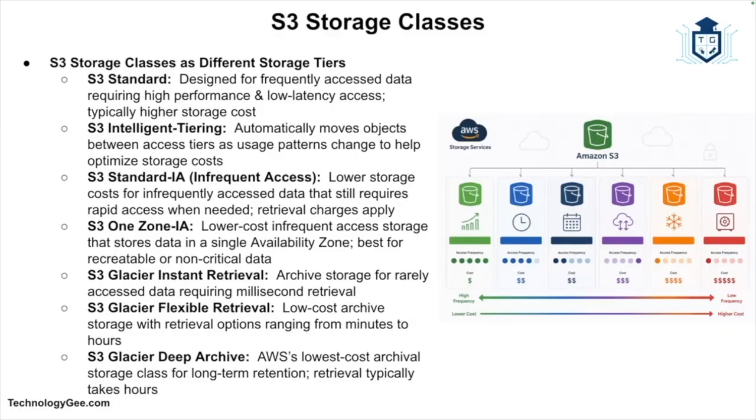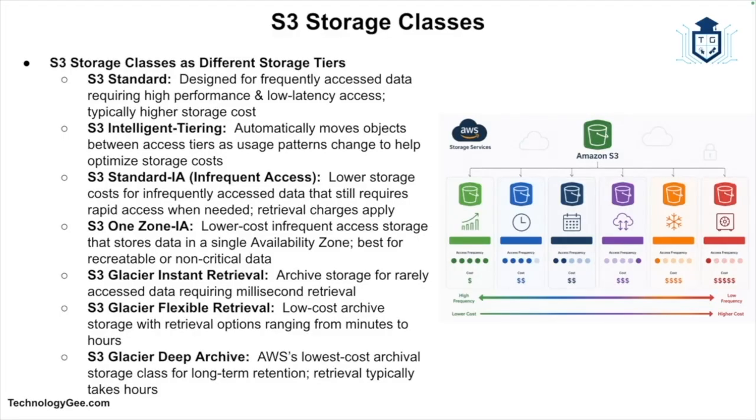You got the S3 Standard, and this is for frequently accessed data. It's fast, but it comes at a higher cost. You got what is called S3 Intelligent-Tiering, and this automatically moves your data based upon your usage. You got S3 Standard-IA, or infrequent access. This is cheaper, but it offers a slightly slower access. You got S3 One Zone-IA. This is cheaper, but is stored in one availability zone.